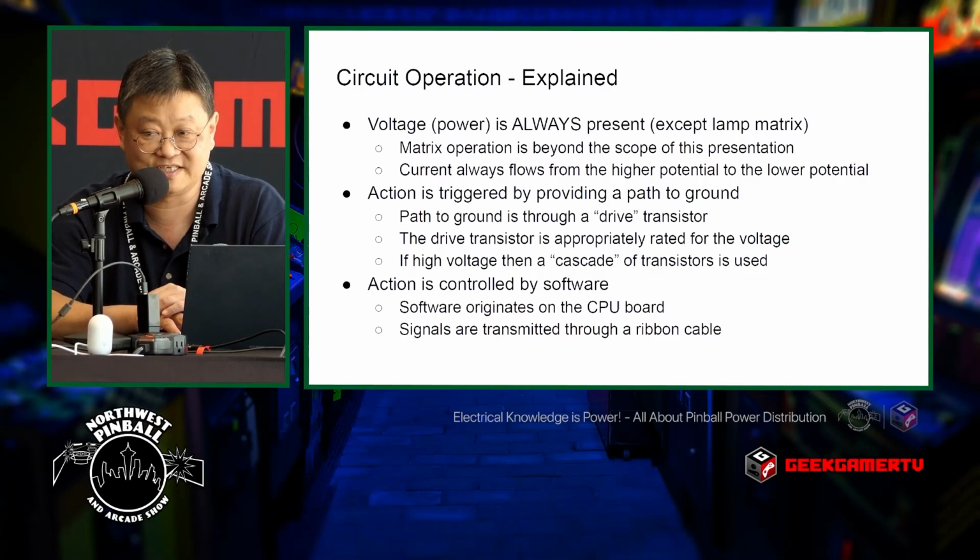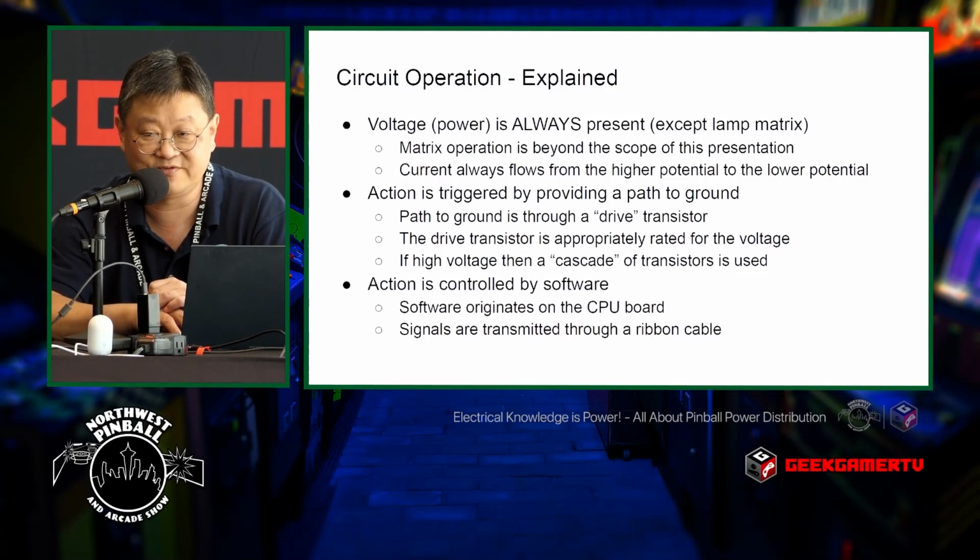So if someone often says, my solenoid's not firing, well, one thing they'll tell you is to measure the voltage at the solenoid. And the reason why is the voltage is always there. The solenoid energizes when the path to ground is provided. If there is no voltage at the solenoid, there can be no path to ground, and the solenoid will never energize. That's why it's really important to understand power is always present.